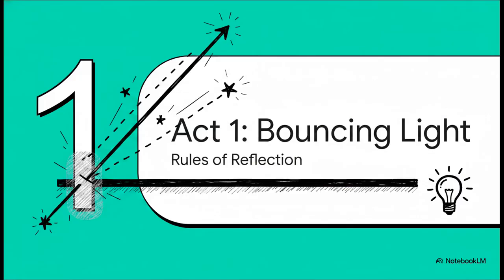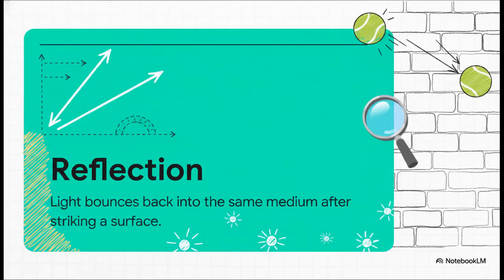Act 1. Bouncing light. The rules of reflection. So what is reflection? Simply put, it's the phenomenon where light bounces right back into the exact same medium after it strikes a surface. Think of it like throwing a tennis ball against a solid brick wall. The light ray comes in, hits the boundary, and is sent right back into the air or the space it came from. But here's the thing, it doesn't just bounce randomly. It follows a very strict code of conduct.